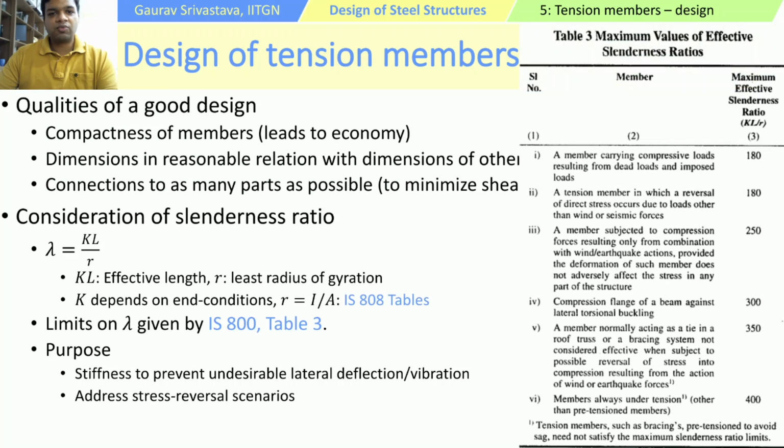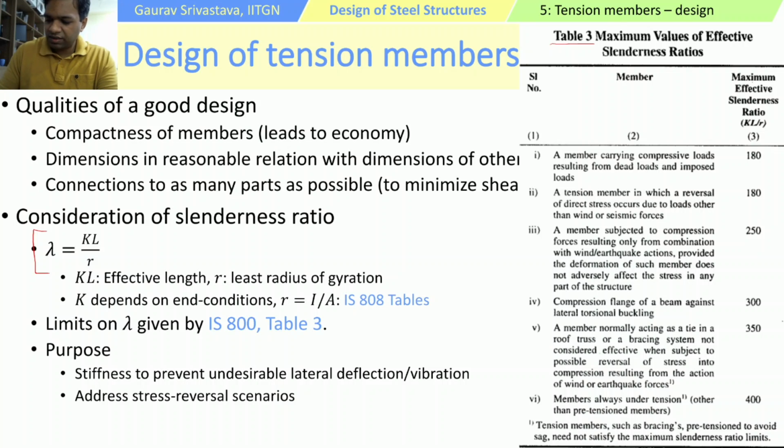Now, in design, there is one more consideration about the slenderness ratio. Okay, so slenderness ratio, which is something which you would be familiar about, is defined as the ratio of the KL, which is the effective length, to the radius of gyration. Right. Now, K depends on the end conditions. L is the actual length, physical length of the member. Right. So this IS 800 table 3, which is shown on the right hand side, gives limits on the slenderness ratio, right? So it stipulates what should be the maximum allowed slenderness for a particular member. So it is a general table applicable to both compression and tension members.